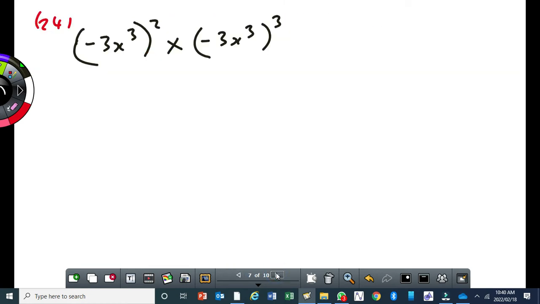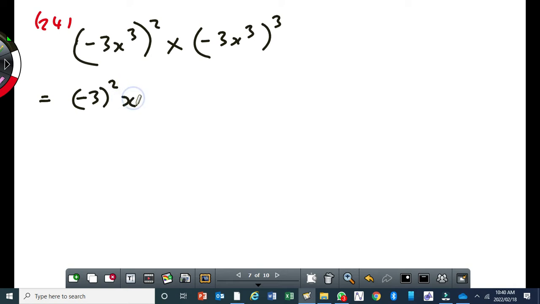Now, here, be aware that we have got exponents outside the brackets. So we can distribute those exponents. But an exponent multiplies an exponent inside the bracket. So I can rewrite this as (-3)² times x to the power of 6, because 3 times 2 gives me a 6. This will be times, I can do the same there, (-3)³ times x to the power of 9.